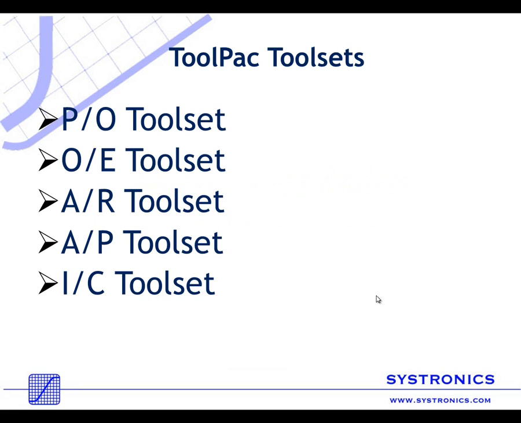Currently, you can reconcile payables clearing account net changes between PO and GL using the PO toolset, shipment clearing account net changes between OE and GL using the OE toolset, accounts receivable control account net changes between AR and GL using the AR toolset, accounts payable control account net changes between AP and GL using the AP toolset, and inventory control account net changes between IC and GL using the IC toolset. You can subscribe to each toolset separately.